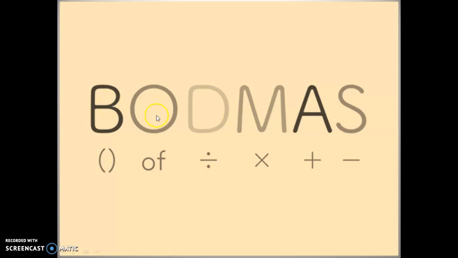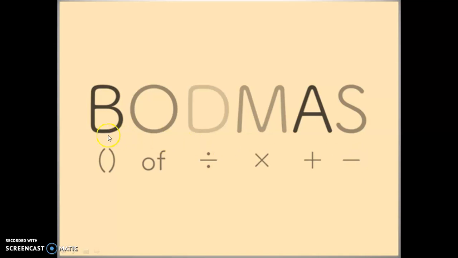B in the BODMAS stands for bracket. O stands for 'of'. 'Of' means multiply. If there is no sign between the bracket and the digit, the sign will be assumed as 'of', and 'of' stands for multiply. And D stands for divide, M for multiply, A for addition, and S for subtraction.